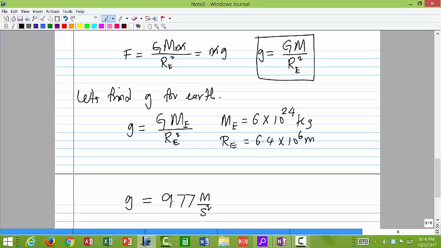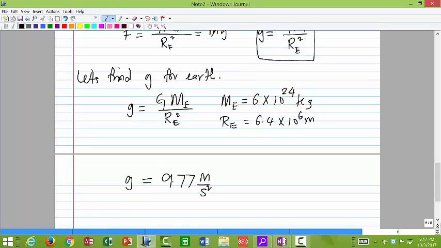Approximately, the radius of the Earth is actually 6.36, and then the mass of the Earth is 5.98 times 10 to the 24. So I approximated it a bit, so that's why we're not getting exactly 9.81. Okay, so this is close enough. The whole point is to show you that the acceleration of gravity g can be found this way.